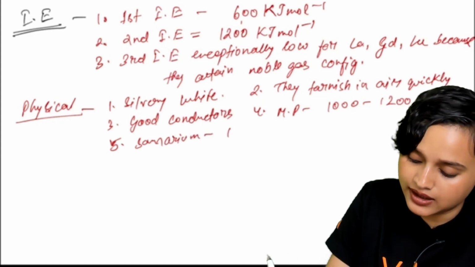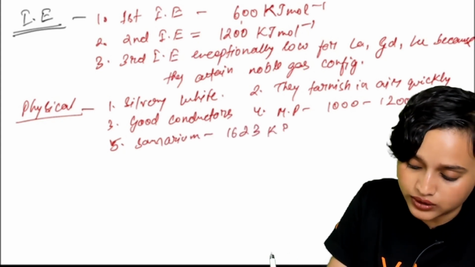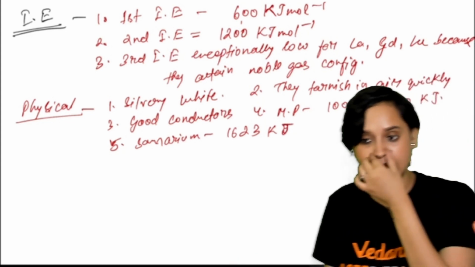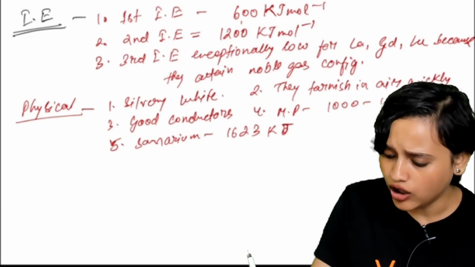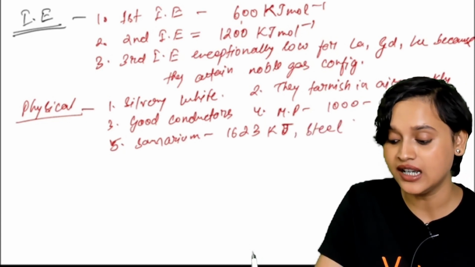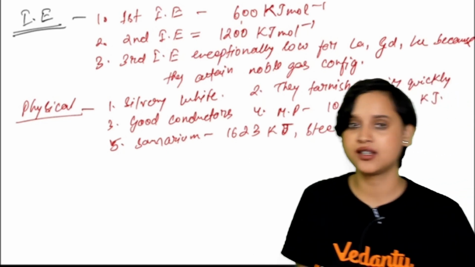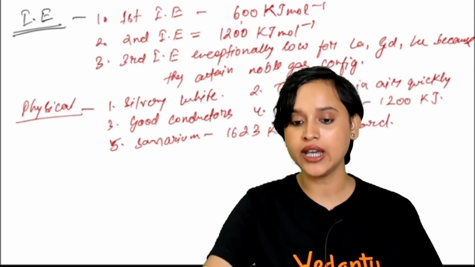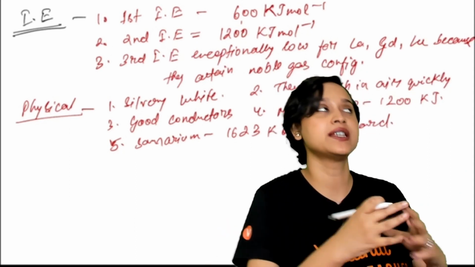Samarium has 1623 kilojoule. Okay, all of them are hard, but samarium is again steel hard. It is very hard. Samarium is one of the hardest metals out of all these F block elements, basically lanthanoids.